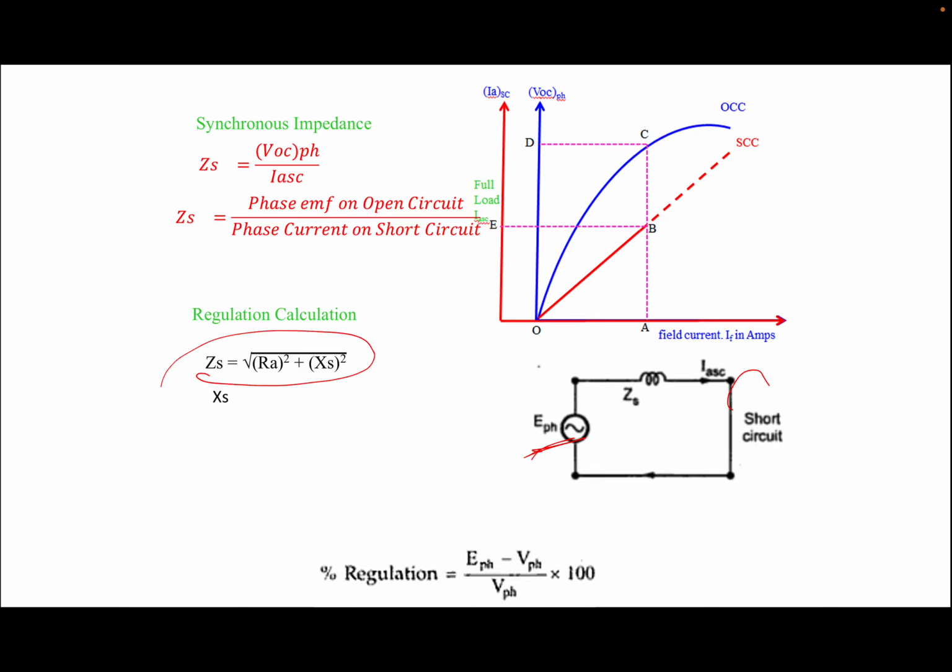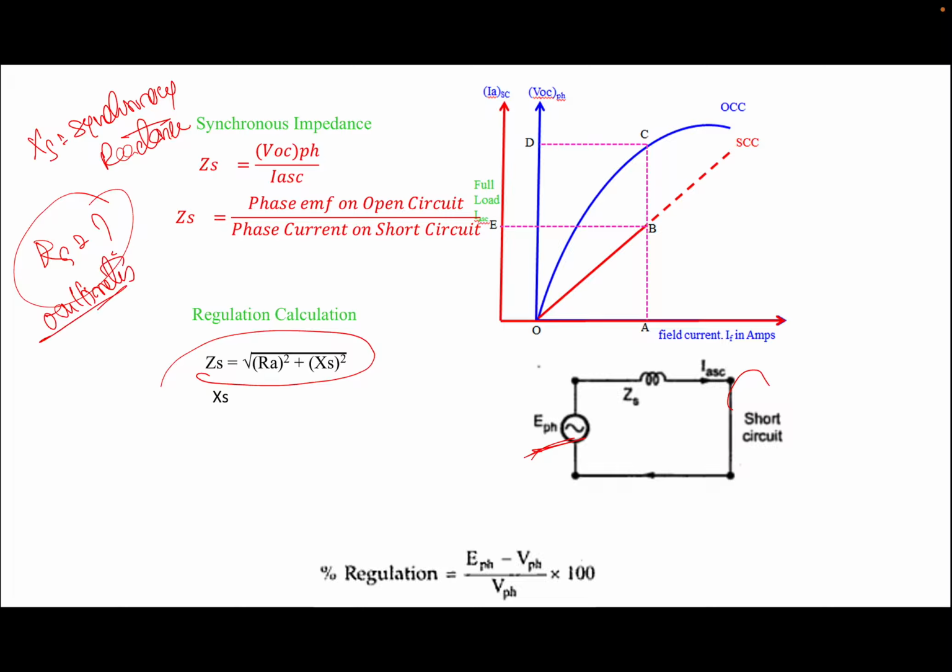Synchronous impedance equals the square root of RA square plus XS square. What is XS? XS is nothing but synchronous reactance. RA, what is RA here? Armature resistance. Can I calculate this armature resistance by using a multimeter? Yes, I can calculate RA by using the multimeter. So just now I calculated ZS and I also calculated RA by using the multimeter.